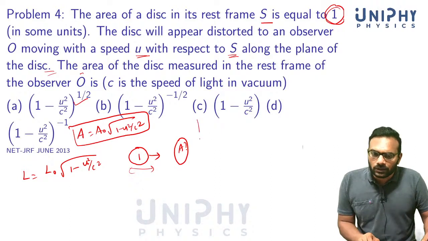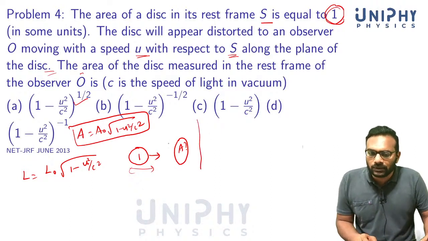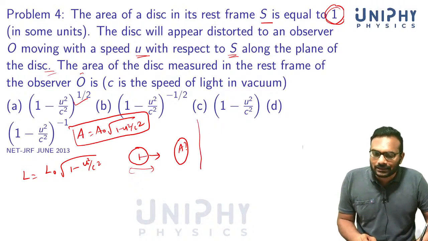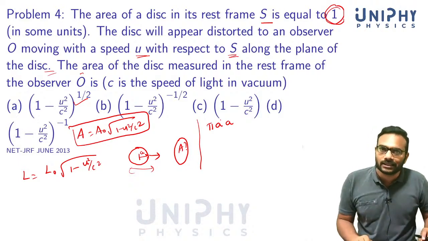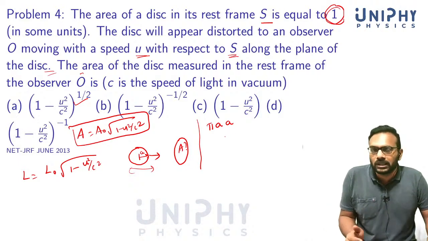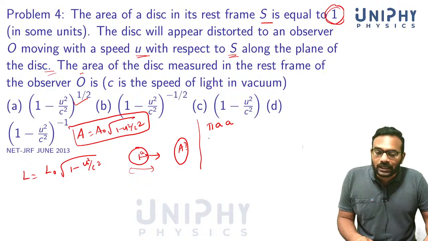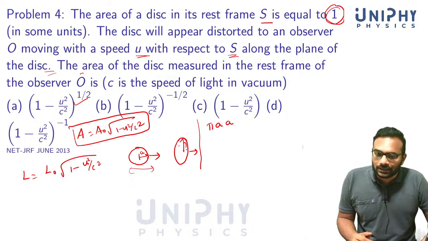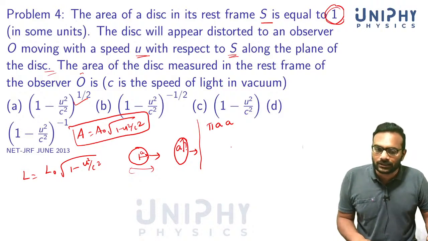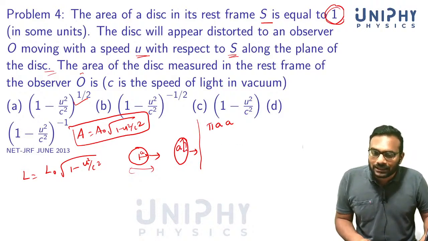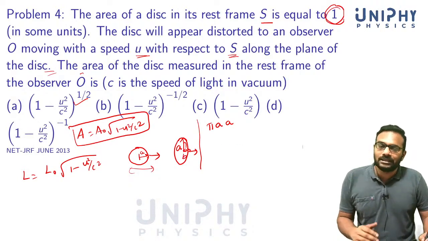Now if you are not convinced by this, you can just do this. Let's say that this disk has radius A. So the area of it is pi A square in the frame in which the disk is at rest, the usual area of the circle. Now what happens when it is moving? It becomes an ellipse. This distance does not change, it's still A, because the distance perpendicular to the direction of motion does not change, but this distance changes, it's equal to B, it has reduced.